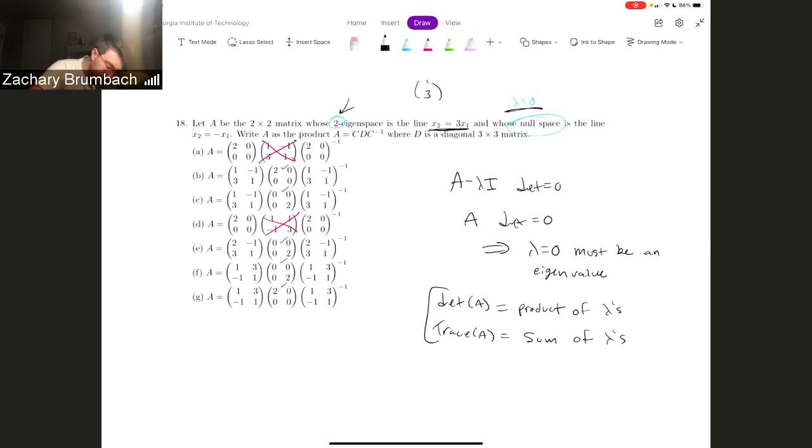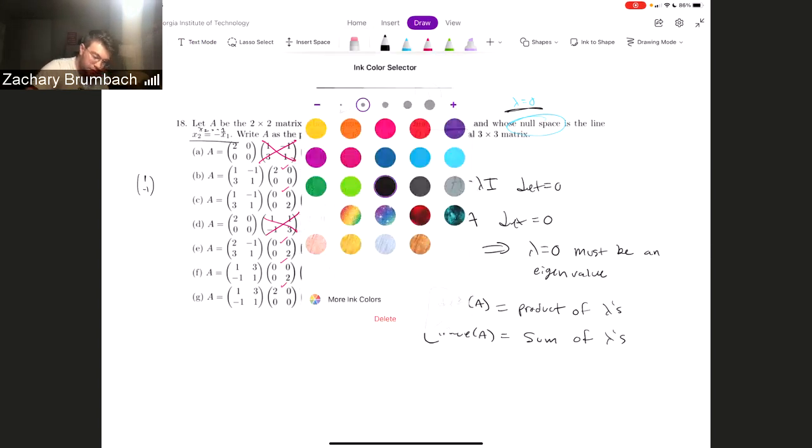So for the second one, x2 equals negative x1. Let's set x1 to be 1. And what does that mean my vector is? It means it's 1, -1, right? Because if I plug in 1 here, x2 equals -1, right? These are our two eigenvectors.